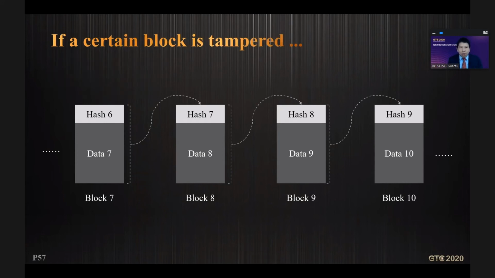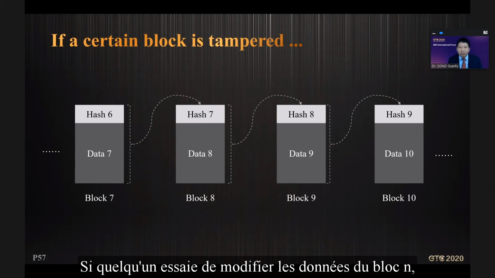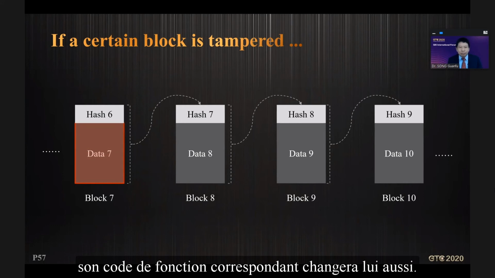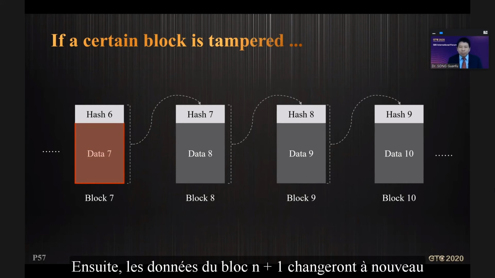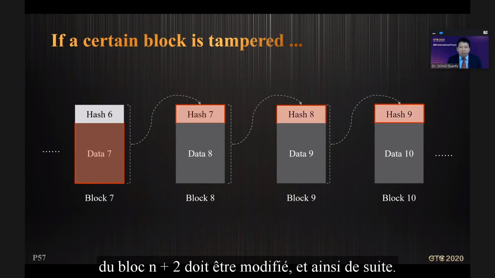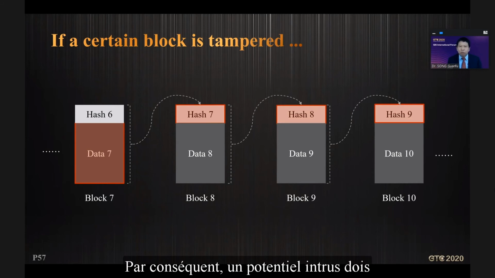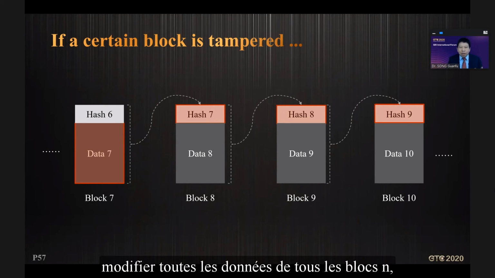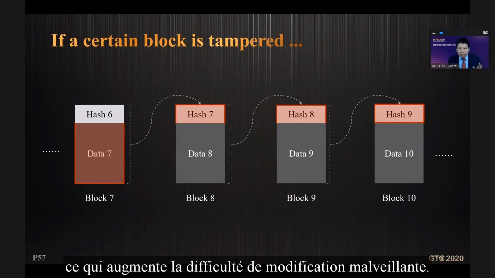If someone tries to modify the data of block 7, its corresponding hash code will be changed. Therefore, if you want to avoid being discovered by the system, you must modify the hash code on the header of block 8. Next, block 8 is changed, and the hash code on the head of block 9 needs to be modified, and so on. Thus, it is necessary to modify all other blocks after block 7, which increases the difficulty of malicious modification.